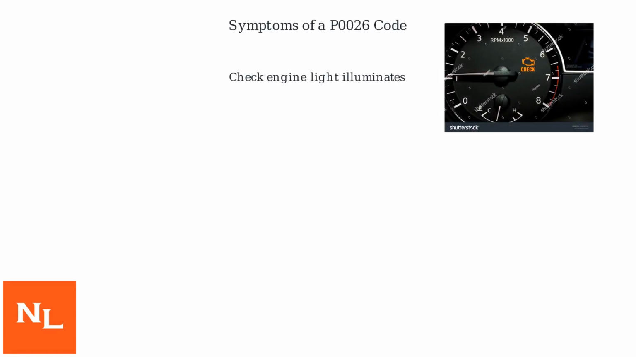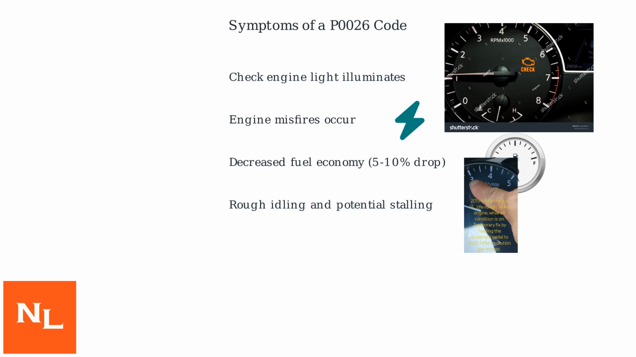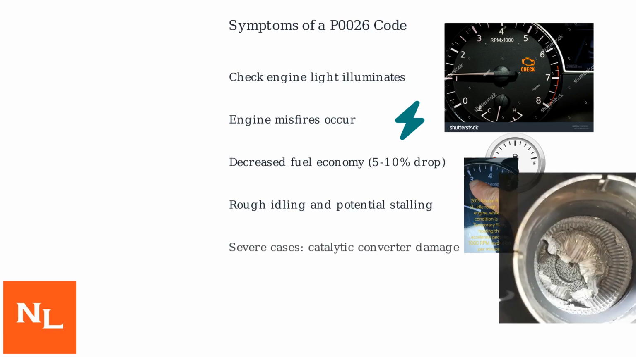Common symptoms of a P0026 code include the check engine light illuminating on the dashboard. Engine misfires can occur, affecting smooth operation. You'll notice decreased fuel economy, typically a 5 to 10% drop in efficiency. Rough idling and potential stalling may happen during operation. In severe cases, ignoring this code can lead to catalytic converter damage. Addressing these symptoms promptly is essential to prevent further issues.